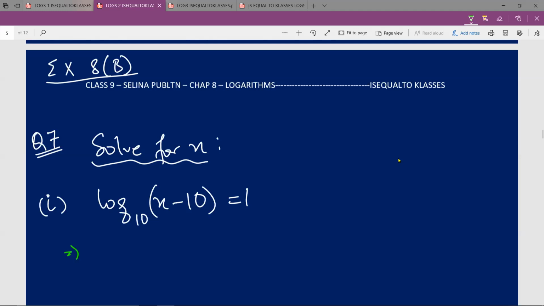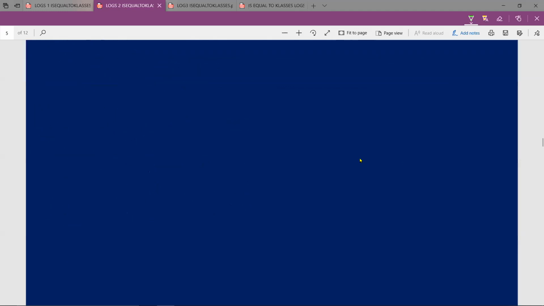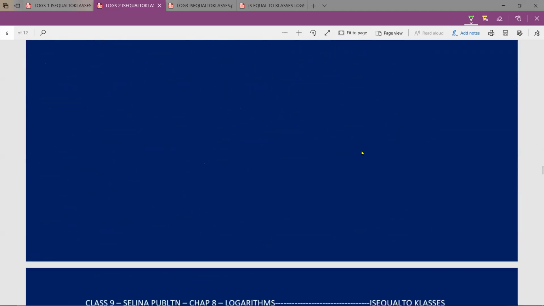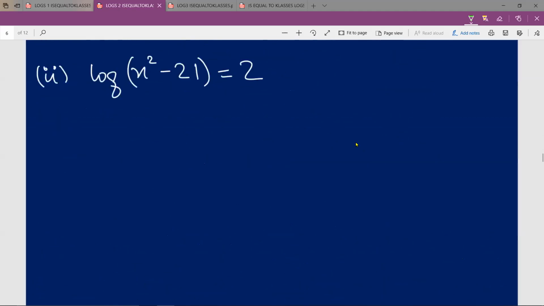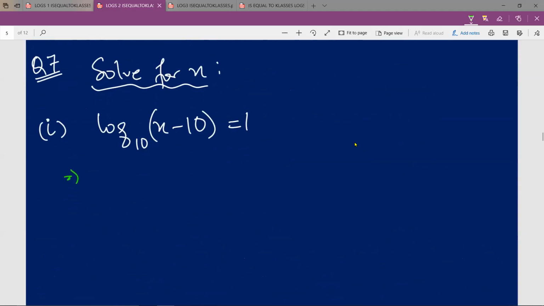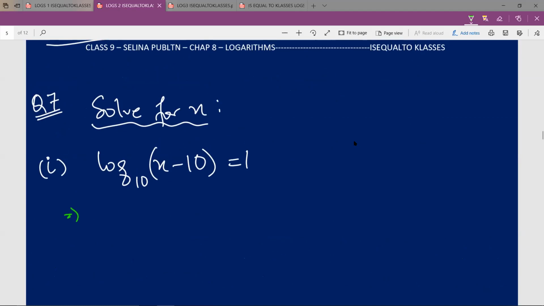Now over here, in each of these questions, the first subpart, second subpart, third subpart, and our fourth subpart, in all of these questions, they have mentioned the question in logarithmic forms. So all you have to do is write this in the exponential form, find the value of x, and bam, the question is done. It's as simple as that.